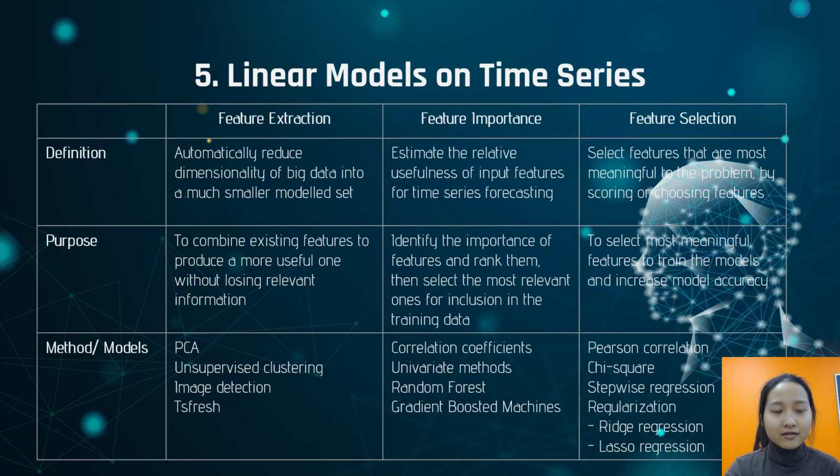And last but not least, when we extract and check the importance of the features, then we select which ones will go to our model. So we will select the ones that are most meaningful to the problem we are going to solve, by using Pearson correlation, chi-square, or regularization, which includes ridge regression or lasso regression.